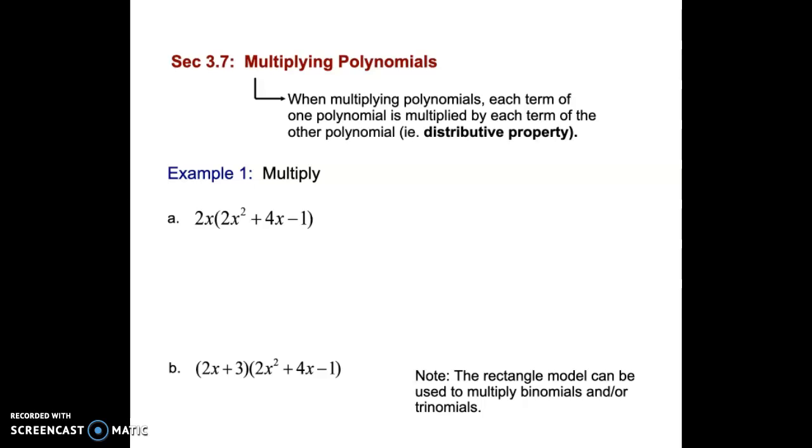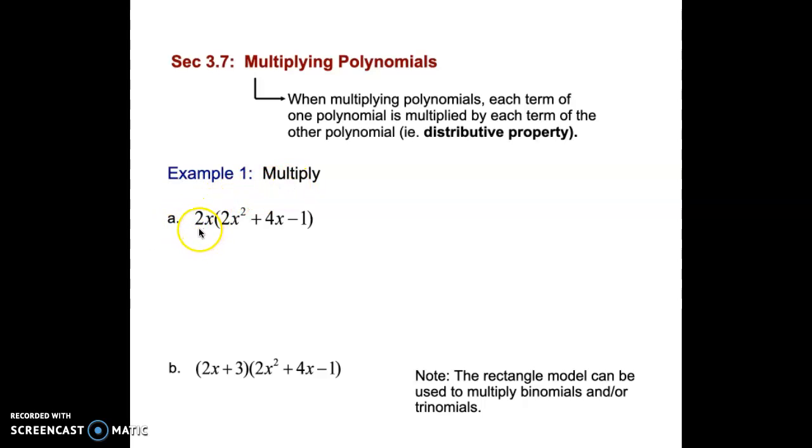In this section we will be talking about multiplying polynomials. When we multiply polynomials, we multiply each term of one polynomial by every term in the other polynomial. We call that the distributive property, and you've probably heard it referred to so far as the distributive property. So let's have a look at example 1, A.